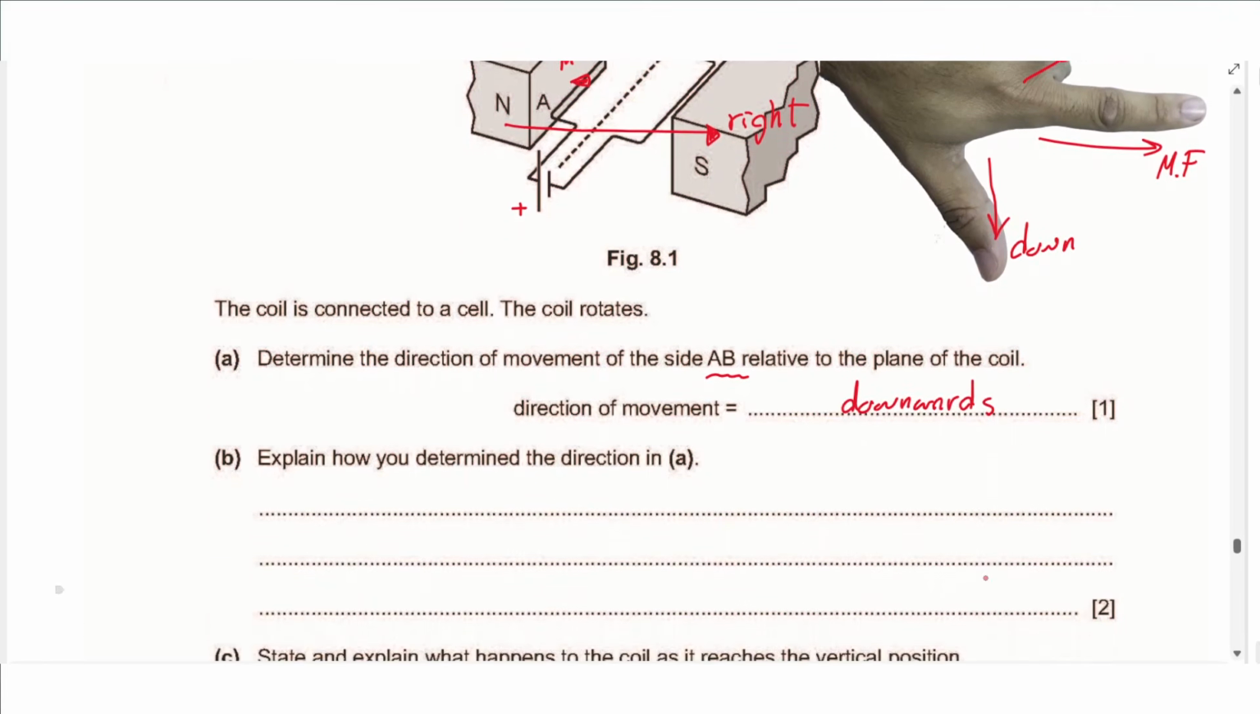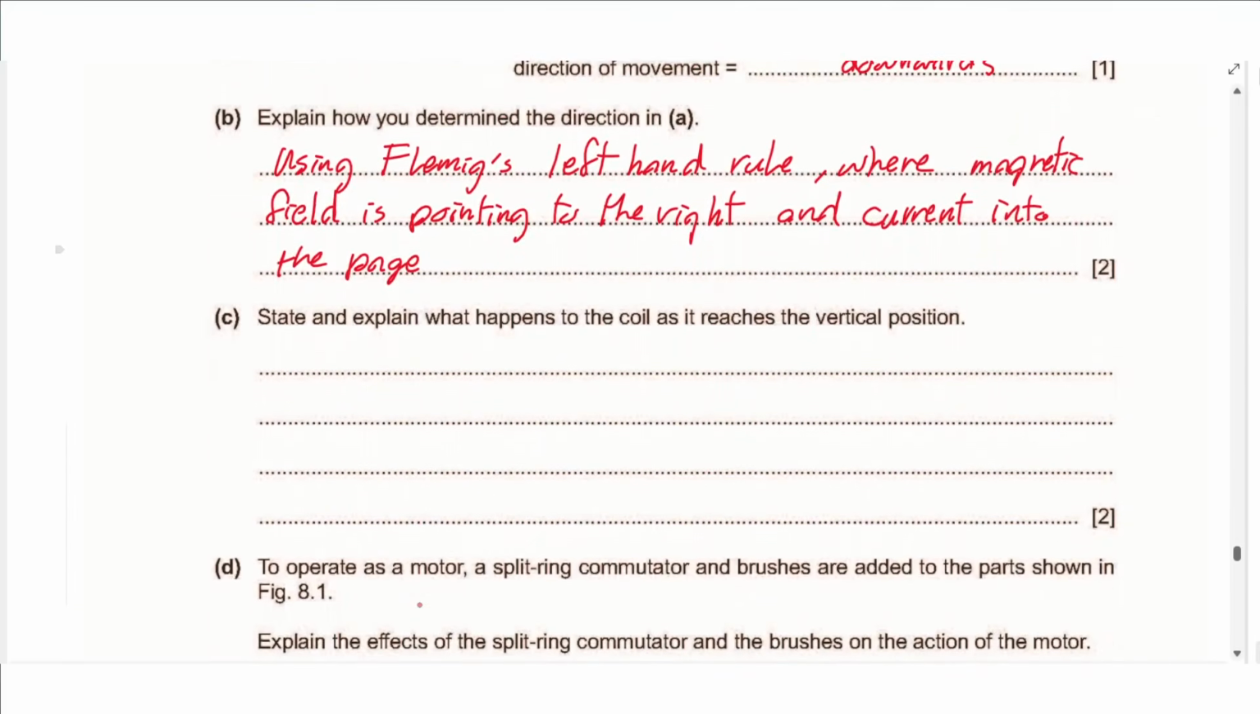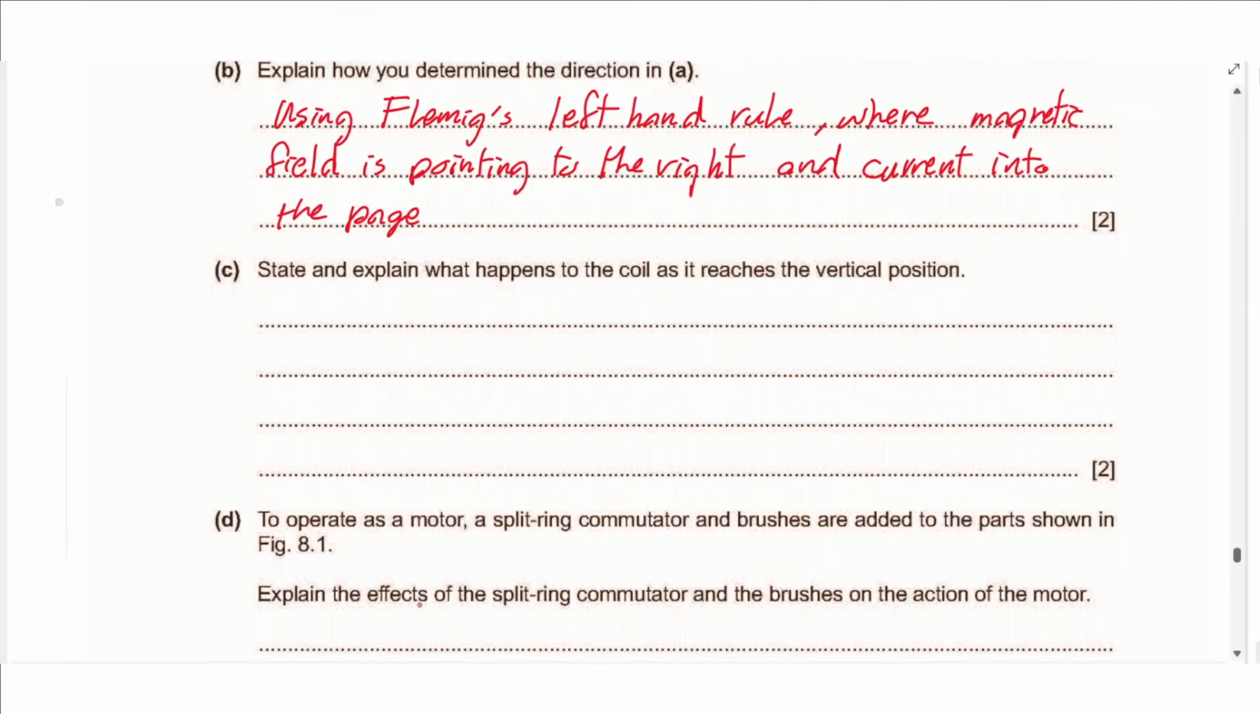Now explain how you determine the direction in A. We will say using Fleming's left hand rule, where magnetic field is pointing to the right and current into the page. Question C says, state and explain what happens to the coil as it reaches the vertical position. So now the coil was like this. This is side AB, was going downwards. The other side will be moving upwards, so it rotates counterclockwise.